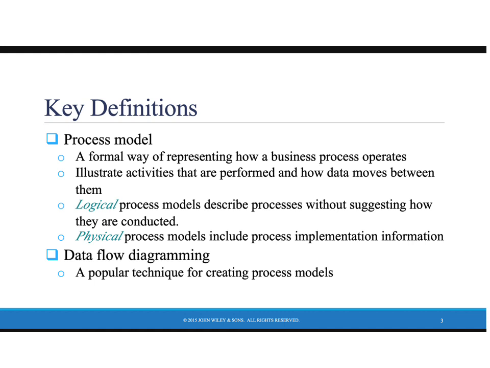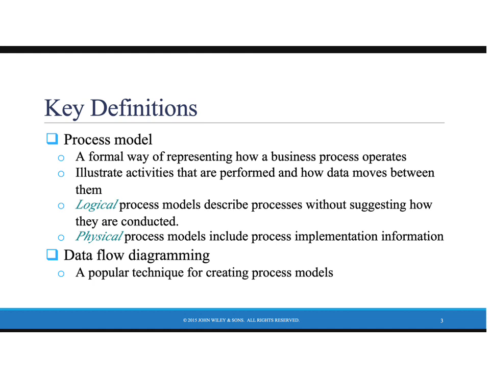Basically, we have two types of process models. The logical process models describe processes without suggesting how they are conducted, and the physical process models include process implementation information. So this is basically the difference between the two. Now, to create a process model, we use a diagramming technique called data flow diagram. This is a popular technique for creating a process model.